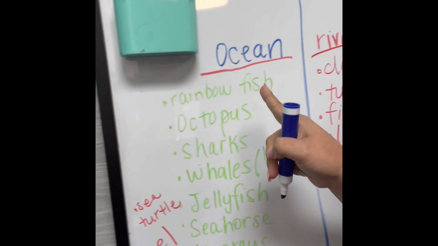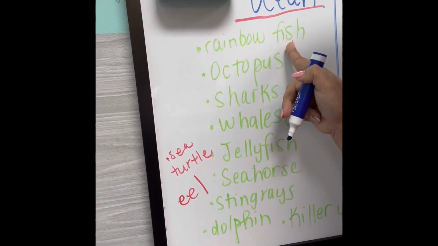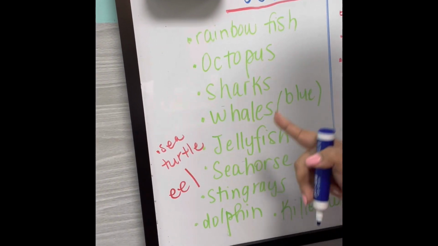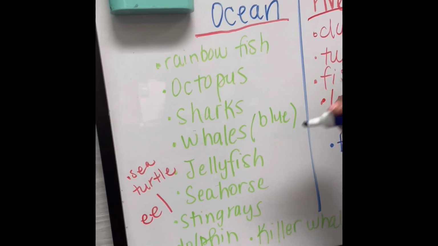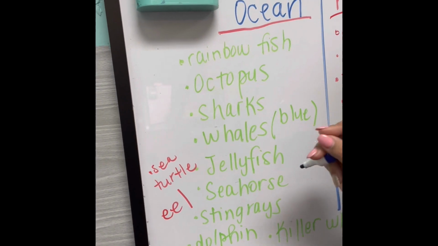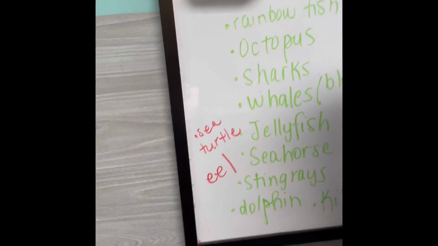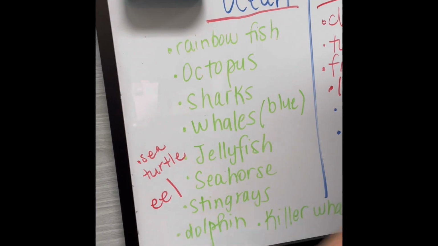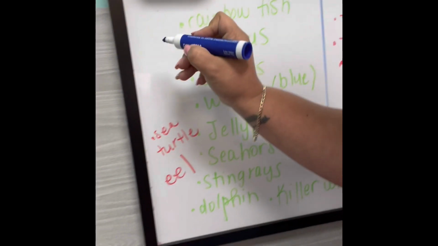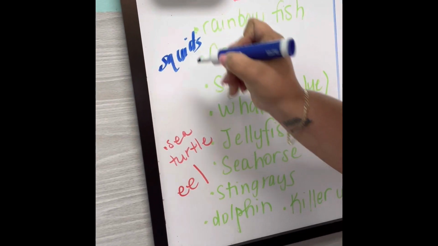What about the ocean? Look at the ocean one and all the ones that we wrote on the ocean. We wrote rainbow fish, octopus, sharks, whales. What is one other animal that you can think of that would find a home in the ocean? Sea turtles? Actually, we did write that down. Yeah, you're right. Sea turtles, eels. What else? Ooh, squid. You are right. Let's write that down. Squids. Excellent. You've done a great job.